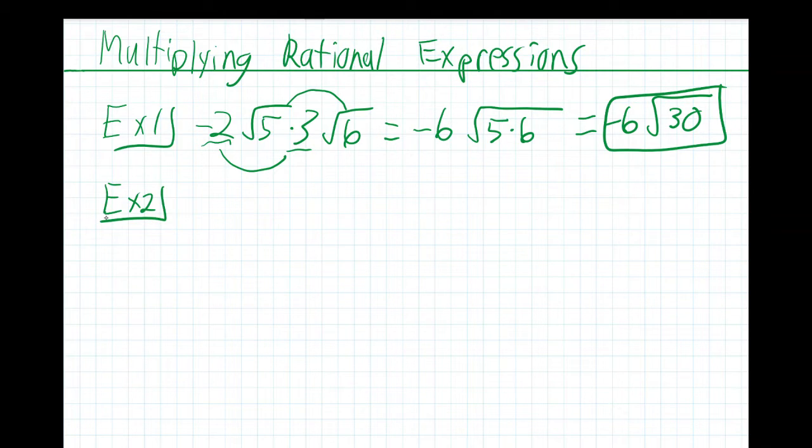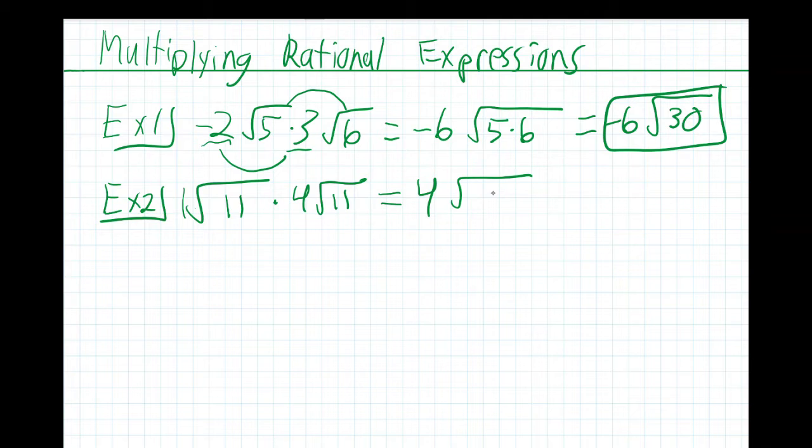So now for example 2. Let's say I would have the square root of 11 times 4 times the square root of 11. Now with this, I have a 1 out in front of that square root there. So 1 times 4 is giving me 4. Then I have the square root of 11 times 11 underneath my square root.